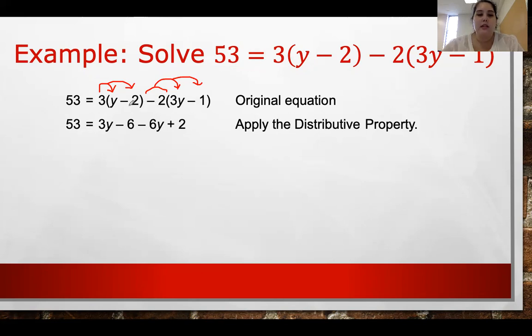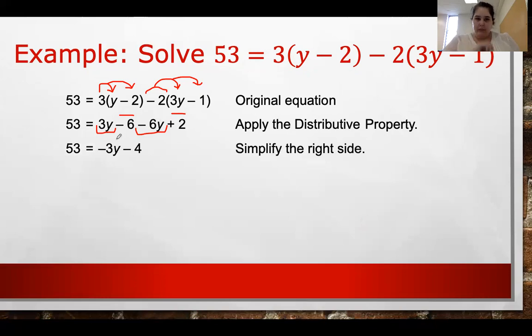So once we distribute our 3 and negative 2, we're now going to combine like terms. Like terms mean they have the same variable with the same kind of exponent, or they're both constants. So in this case, we have 3y minus 6y to get negative 3y, and negative 6 plus 2 to get negative 4. And now we're going to add 4 to both sides, because I want to do the inverse of what we have here.